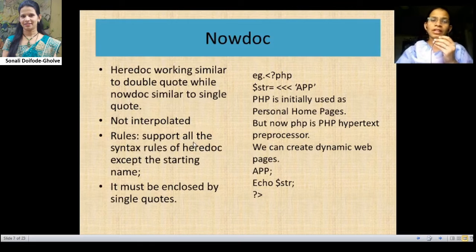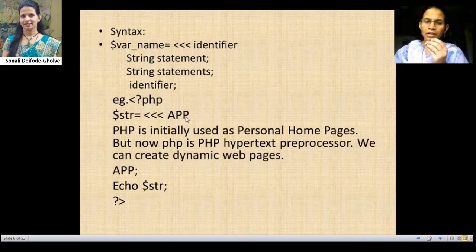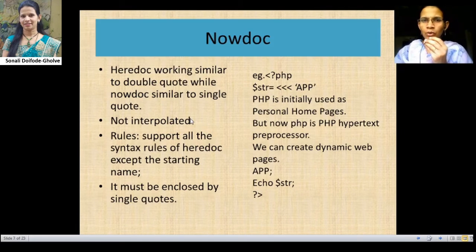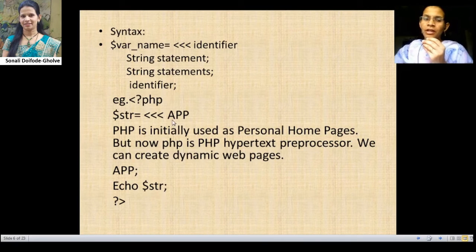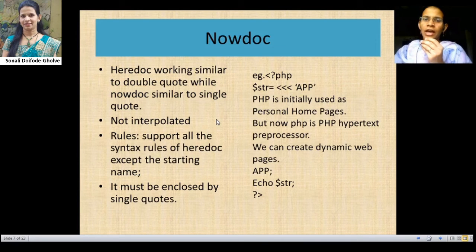It supports all the syntax rules of the heredoc except the starting name. There is a difference in how we write the starting name. In heredoc we write the starting name, this identifier, directly. In nowdoc we write it in single quotes. The same rules are used here: a space is also required here.